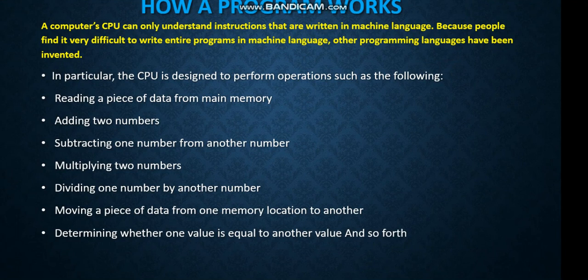And then, how does a computer program work? A computer CPU can only understand instructions that are written in machine language. What is machine language? It's a language which a computer can understand. A computer understands zeros and ones, or ones and zeros. As human beings, we don't understand that. So a computer CPU can only understand instructions written in machine language, because people find it very difficult to write entire programs in machine language, while other programming languages have been invented for your sake.